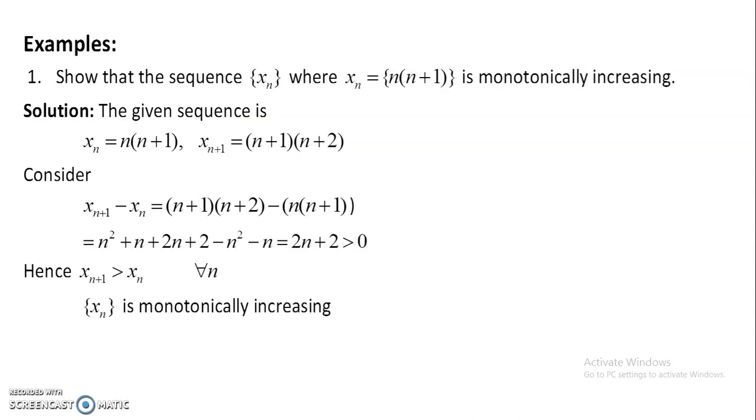Next we shall see some examples. Show that the sequence xn, where xn is n into n plus 1, is monotonically increasing. Let us take the given sequence xn and also xn plus 1, and consider the difference of these two, whether it is greater than 0 or less than or equal to 0. When we simplify xn plus 1 minus xn, it is greater than 0. So the term after the nth term of that sequence is greater than xn, for every n. Therefore this sequence is monotonically increasing.